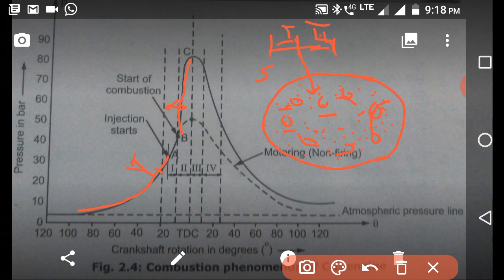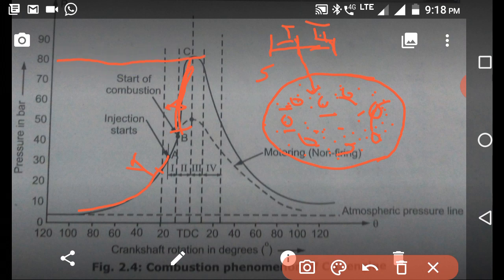So in this first stage there is an ignition delay period, and every molecule has achieved its self ignition temperature. After this first stage there is uncontrolled combustion, because combustion has already started in all parts, and due to that there is a rapid increase in pressure and temperature. In this second stage the combustion has attained its highest pressure. So this is the highest pressure which is achieved.